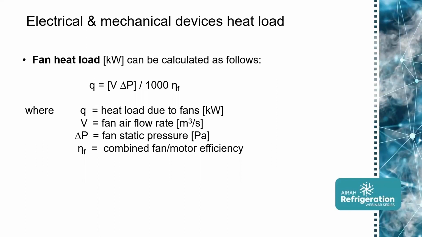Now, this fan heat load can be calculated as shown in the formula here, Q being the load due to the fans, and V being the fan volume flow rate, and delta P the fan static pressure, and the Greek letter eta, F being the combined fan and motor efficiency. And the reason for dividing by 1,000 is because the basic unit turns out to be joule per second. That's why we need to divide by 1,000 to give us kilowatt. Next one, Marie.